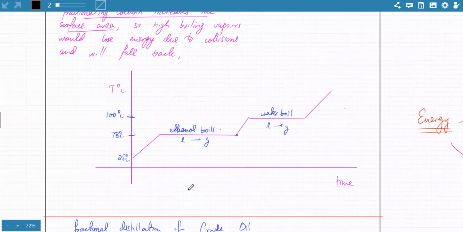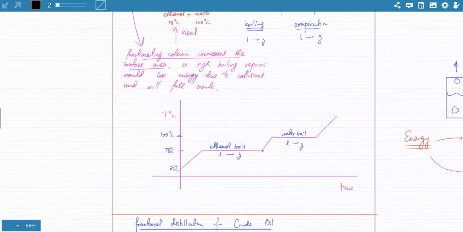This would be the graph obtained for a fractional distillation. Initially the temperature would rise, then it would become stuck at 78. As long as ethanol is boiling, it's not going to change. Once all the ethanol has boiled and been collected as a distillate, the temperature rises again and then water starts boiling. So whenever a change of state happens, the temperature becomes constant.